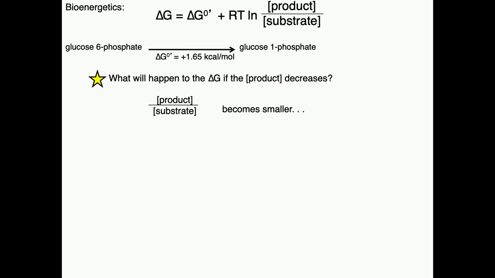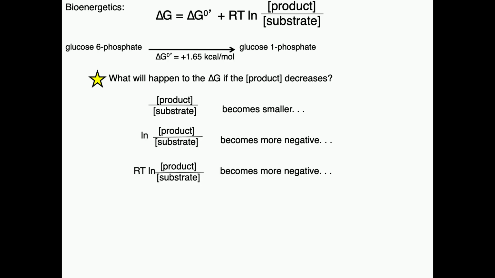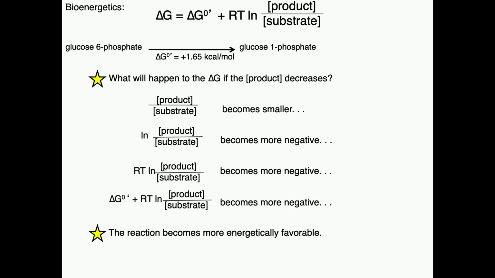That term becomes smaller. Then the log of that term becomes more negative. Then the gas constant and the temperature function become more negative. Then the whole term becomes more negative, and essentially the reaction becomes energetically more favorable. And if you decrease that product concentration past the point where the delta G flips from positive to negative, then you can turn that reaction into something that is energetically going to happen.